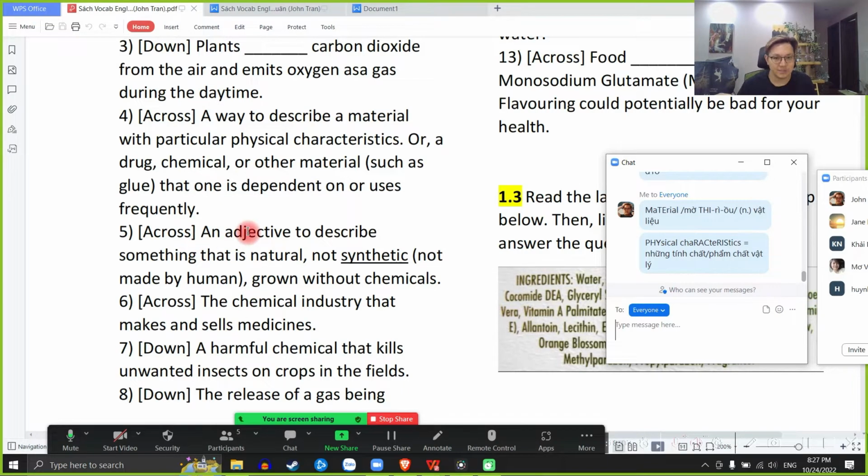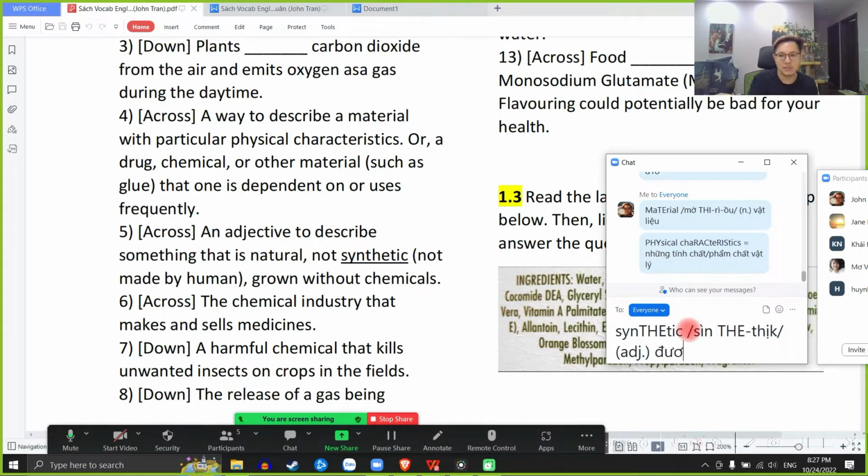Number 5, across. Hàng ngang. An adjective to describe something that is not natural. Một tính từ để miêu tả một cái gì đó mà nó không tự nhiên. Not natural. Not synthetic. Synthetic.